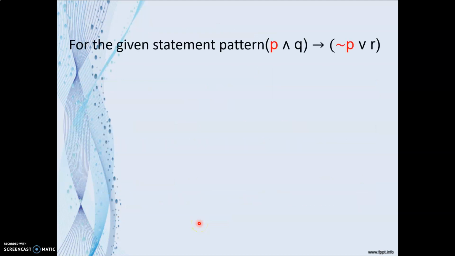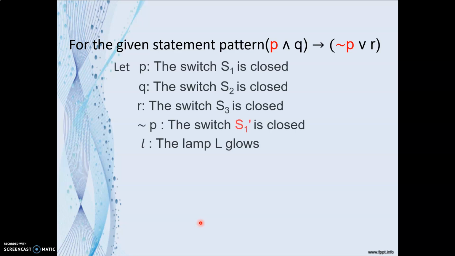For the given statement pattern, P and Q implies negation P or R, we have to describe this P, Q, R, etc. like this. Let P: the switch S1 is closed. Q: the switch S2 is closed. R: the switch S3 is closed. And here negation P is also given. So negation P: the switch S1 dash is closed, that is the difference between P and negation P. The same notation we are applying. L: the lamp L glows. This way you have to explain.